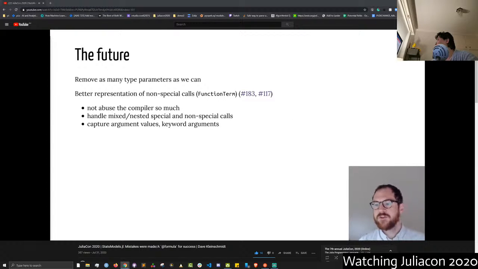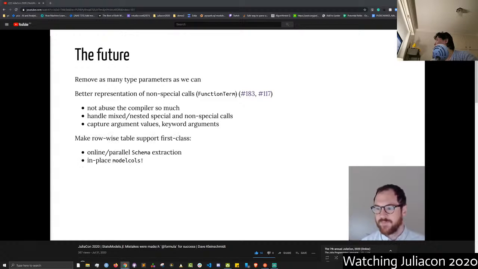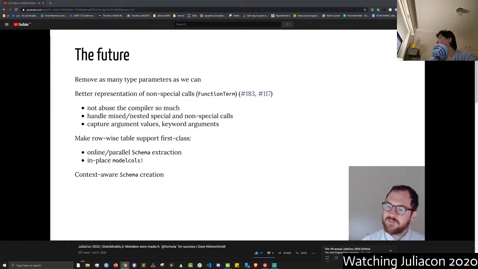Okay, so in the future we're trying to get rid of as many of the type parameters as we can, not abuse the compiler so much. We're looking into better representations of non-special calls to the function term. We want to make row-wise table support first class, right? So the two biggest things here are online or parallel schema extraction and in-place model calls methods. And finally, we want to have some mechanism for context-aware schema creation. This is more of a design issue. We don't really quite know how to resolve it at this point.